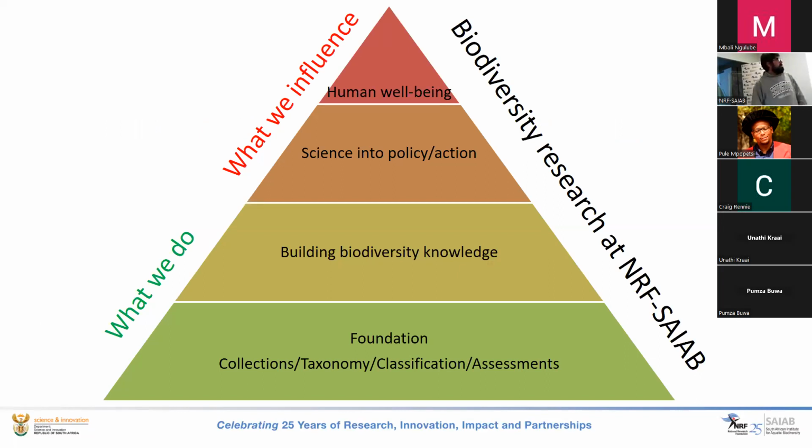So from SAIAB's perspective, in our biodiversity research, especially in the freshwater group, we do foundational work: classification, taxonomy. We do species assessments, those red list assessments, which increase our knowledge of the biodiversity of the systems we're working on. From there, we build into policy and talk to government about conservation and so on. And then what we ultimately try to influence is human well-being.